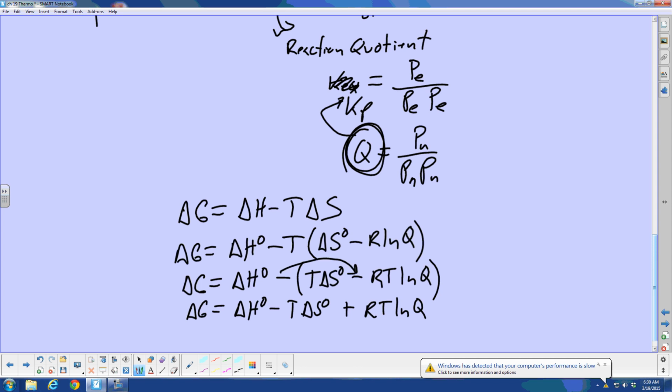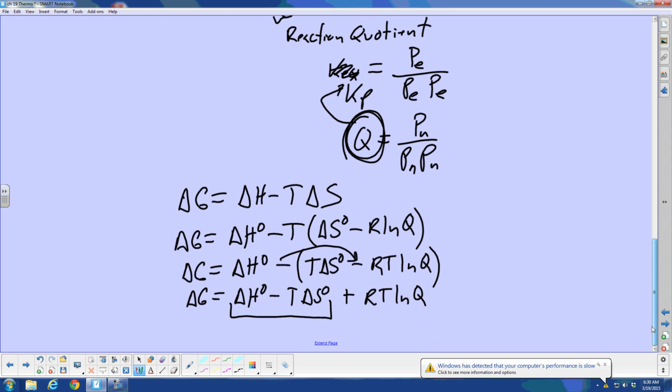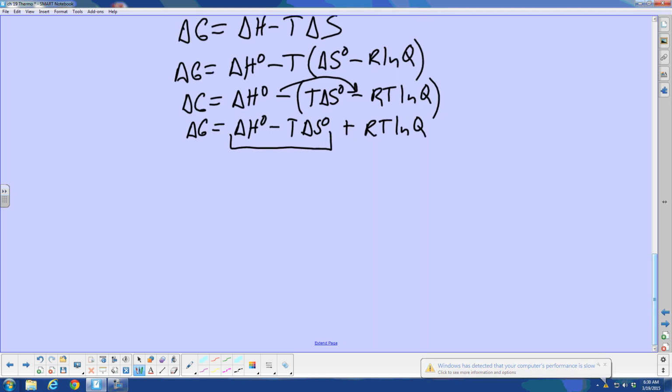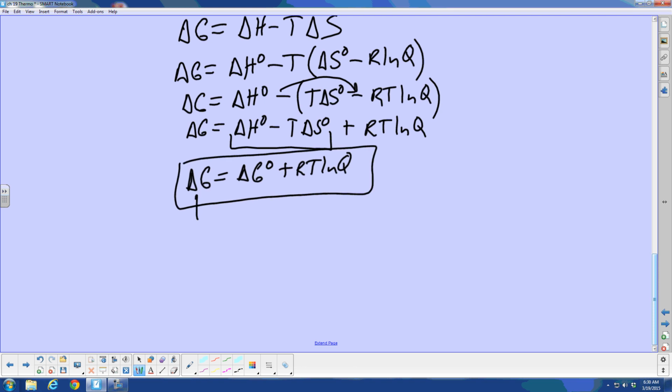Now, if you're really sharp, what do you see here? What is delta H minus T delta S? Well, that's my delta G prime. So I have delta G equals delta G prime plus RT natural log of Q. And there you go. This is for G at any pressure. Got it? Delta G at any pressure is equal to delta G prime plus RT natural log of Q. So let's do a problem. You ready? Here we go.